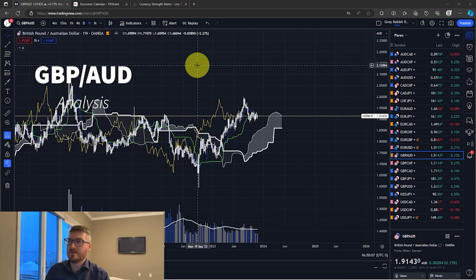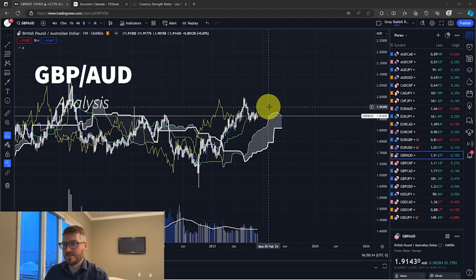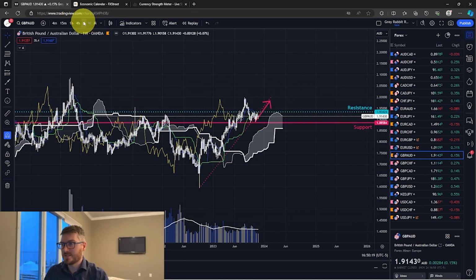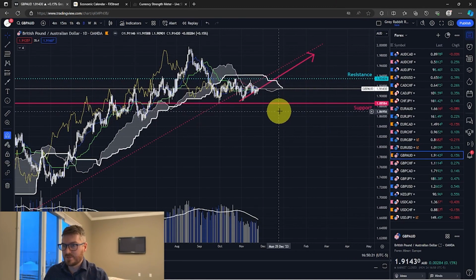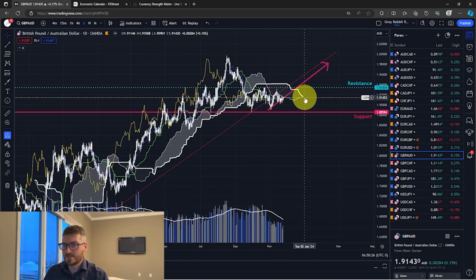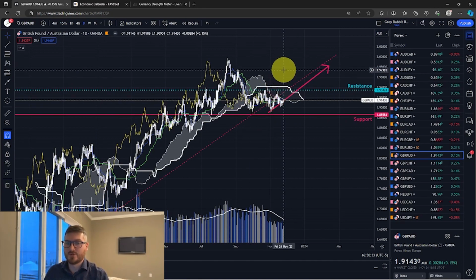Okay, British pound, Australian dollar on the weekly. Guys, nothing much to this one this week. This is a ranging pair that's just consolidating at this level. I do believe that it's going to break to the upside, because I'm starting to see a double bottom here, and it looks like we're starting to get a bullish Kumo cloud twist. But guys, this is just going to be a ranging market this week, so most likely I will not be trading this pair.